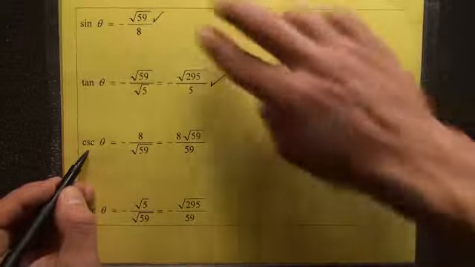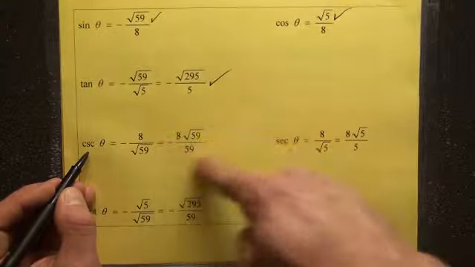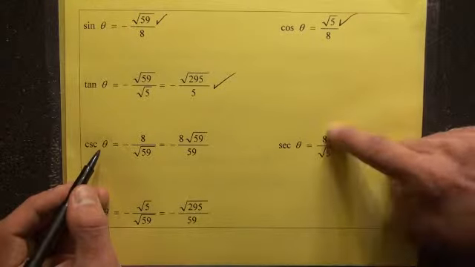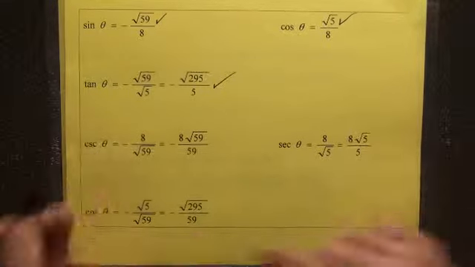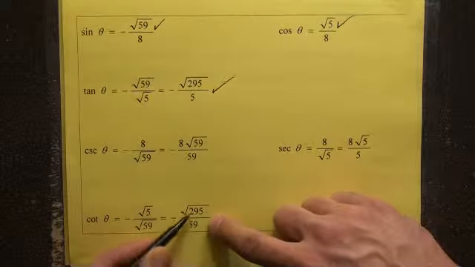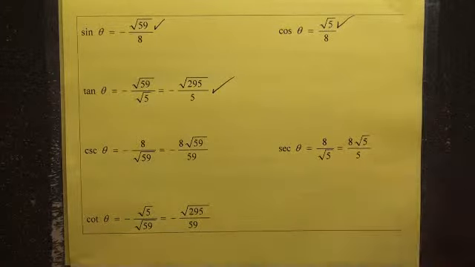Alright, cosecant is just the inverse of this. Flip it over, rationalize the denominator. It's still negative. Secant's the inverse of cosine. 8 over root 5. Bam, 8 root 5 over 5. Cotangent is the inverse of tangent. Flip it over. Negative root 295 over 59.